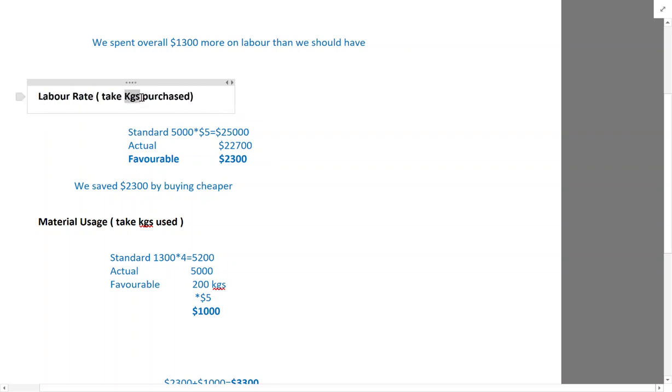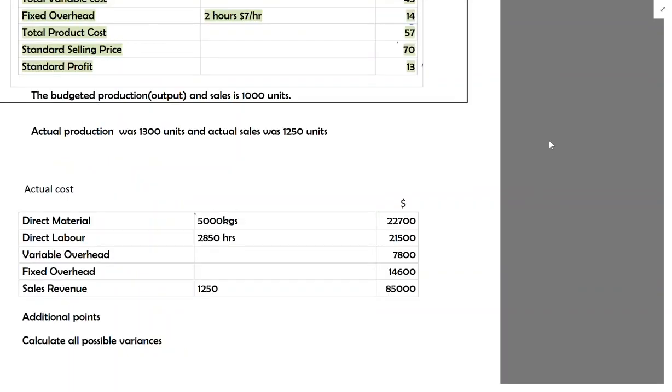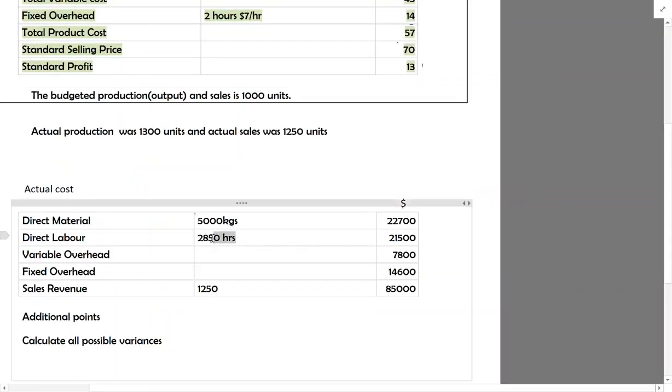Take kgs used, kgs purchased. Here say, take hours paid. There is hours worked and there is hours paid. Okay? So we are going to take hours paid. When we are talking about payment, we are talking about hours paid. Sometimes hours paid is more than hours worked because of the idle time and stuff. Okay? So, how many hours did they work? So in this question, this is same. Just like kgs, hours paid and hours worked could be different.